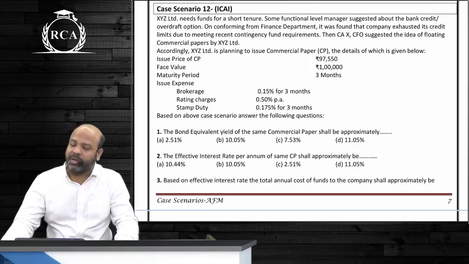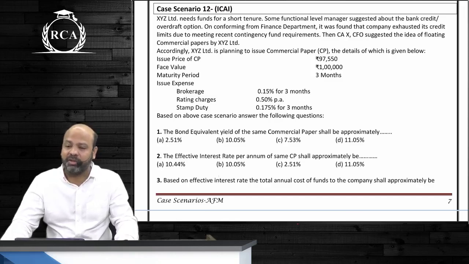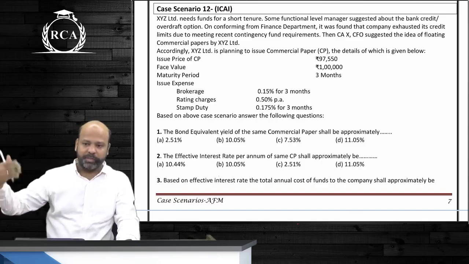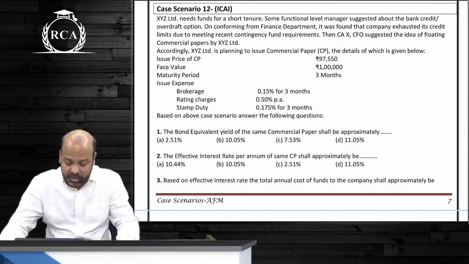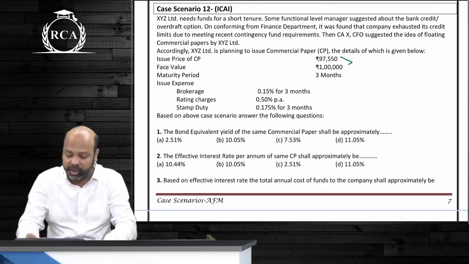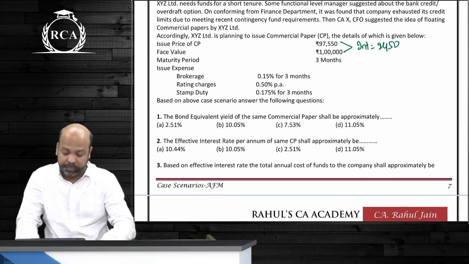97,550. Any money market instrument as such case is always issued at a discount to face value and redeemed at face value. Because the period is less than 1 year, there will not be concept of paying coupon. Coupon कब pay करोगे? When the maturity period guys is more than 1 year. So you are issuing at 97,550 guys, and then you have a face value of 1 lakh. In दोनों का difference बेटा will be interest. How much बेटा? 2,450 rupees.